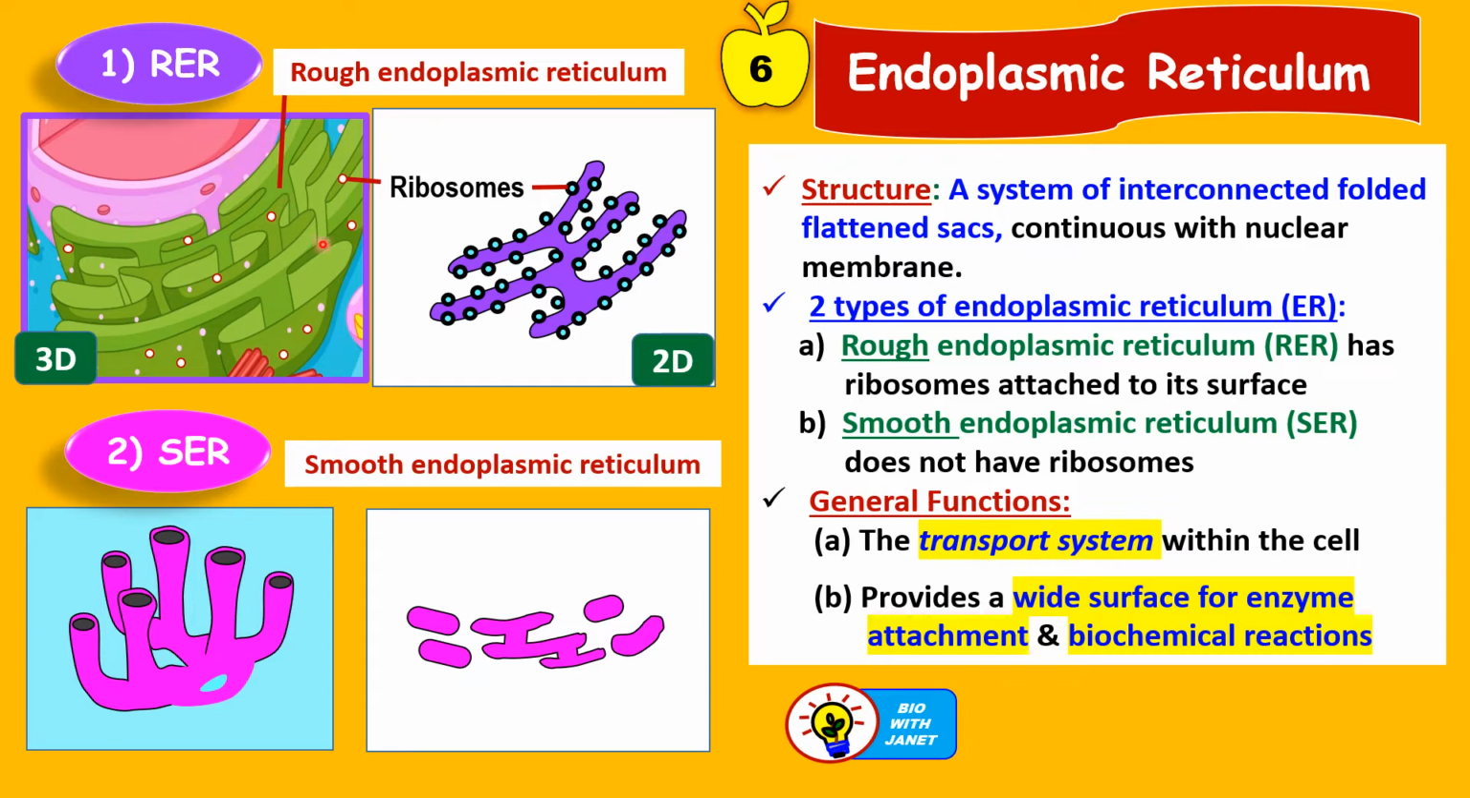Now, there are two types of endoplasmic reticulum, ER, namely the rough endoplasmic reticulum, because it has ribosomes attached on its surface.